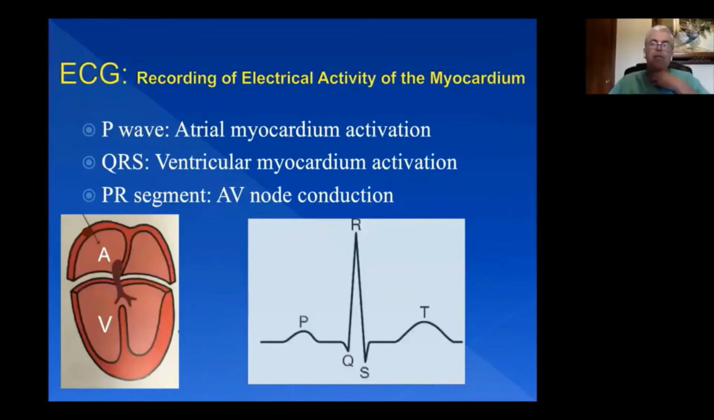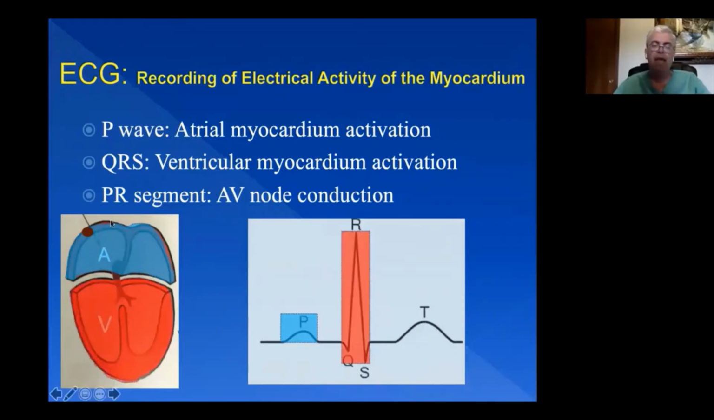So the ECG is the recording of the electrical activity of the myocardium. For simplicity, again, we'll try to simplify things without affecting the accuracy and speed of reading the ECG. The heart is divided into two muscle masses, atrial muscle and ventricular muscle mass. Activation of the atrial muscle mass will give us a P wave. Activation of the ventricular muscle mass will give us the QRS.